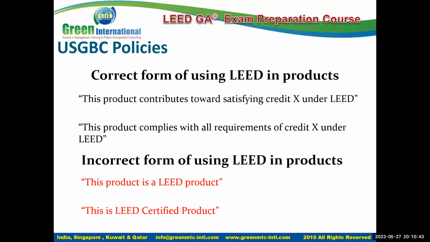So now, when we look at writing LEED, LEED actually does not directly say this particular product is a LEED product or this particular bulb is LEED certified, etc. Right? At the maximum it can say is this product contributes towards satisfying credit X under LEED. So credits, LEED, etc., I think we'll get a little more clarity once we move ahead.